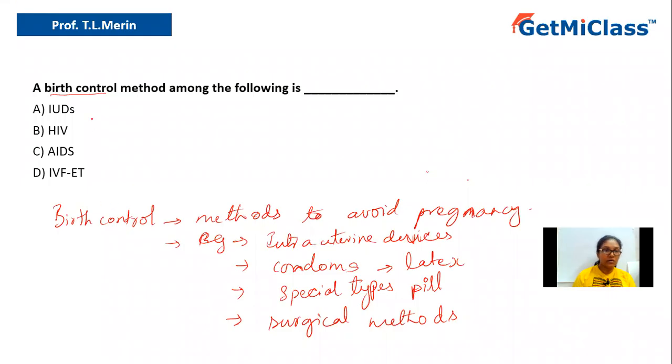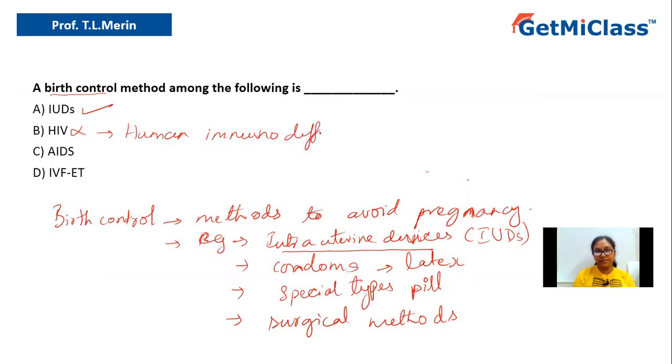Okay, so let us look at the options. Option A says IUDs. So what do you mean by IUDs? IUDs are nothing but the short form of intrauterine devices. These are also called IUDs, which are utilized for birth control. So hence option A is the correct answer. Option B says HIV, which is totally wrong because HIV means human immunodeficiency virus. It is a type of virus and it is not a birth control method. This human immunodeficiency virus actually causes AIDS, that is acquired immunodeficiency syndrome. So that is ruled out.